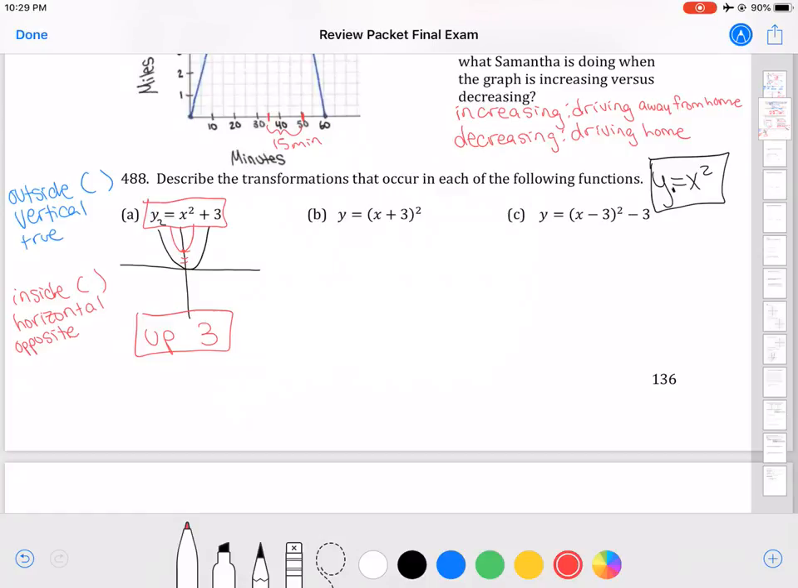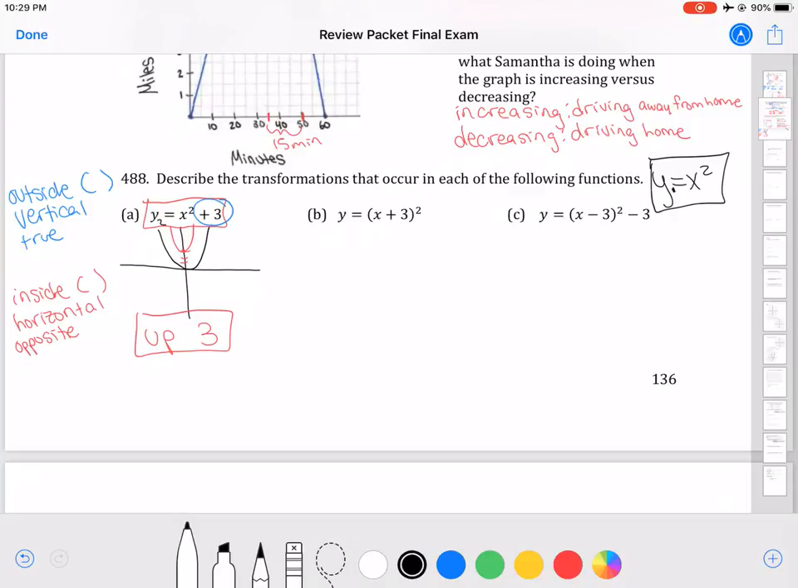If you prefer to not graph it and use the rules instead, here's how you would go about doing that. So this plus 3 technically is outside of the parentheses. There are no parentheses there, which means it's on the outside of them because there's nothing to be inside of them when there aren't any to begin with. So this plus 3 is on the outside of the parentheses, meaning that it's a vertical change, so up or down, and it's true to what you would think it would be. So when I see plus 3, I think going upwards in a positive direction, so that would be up 3 because it's true to what it says.